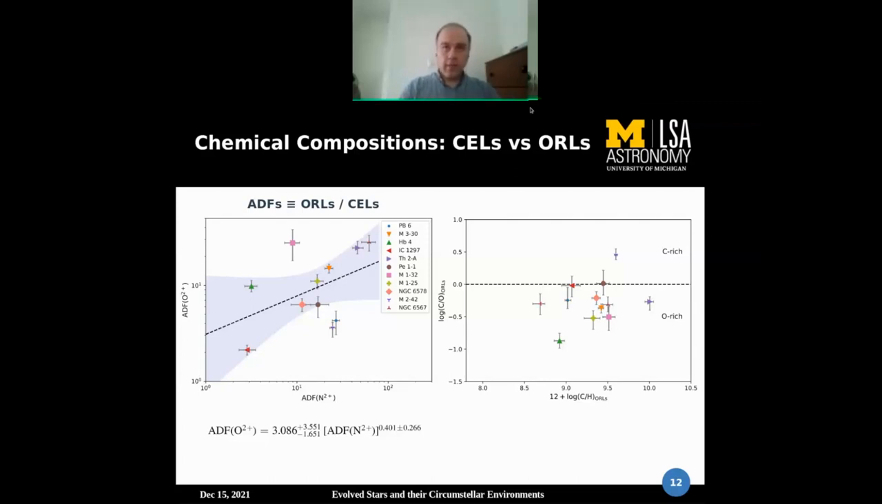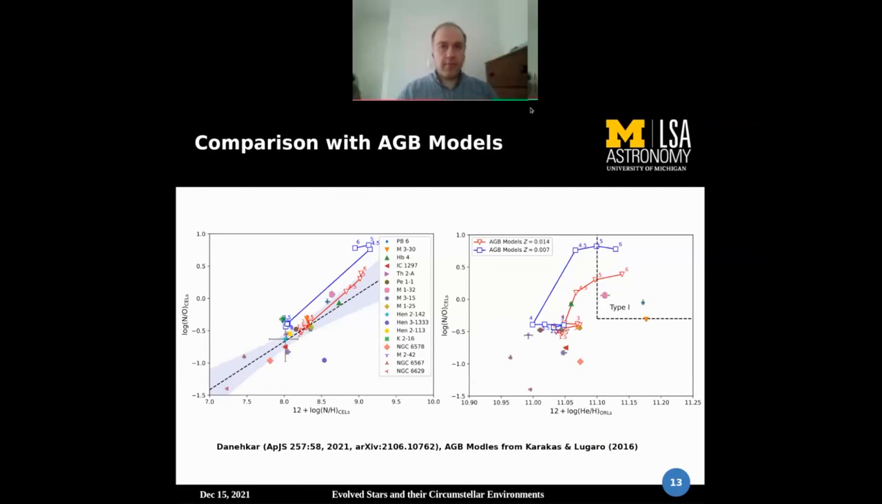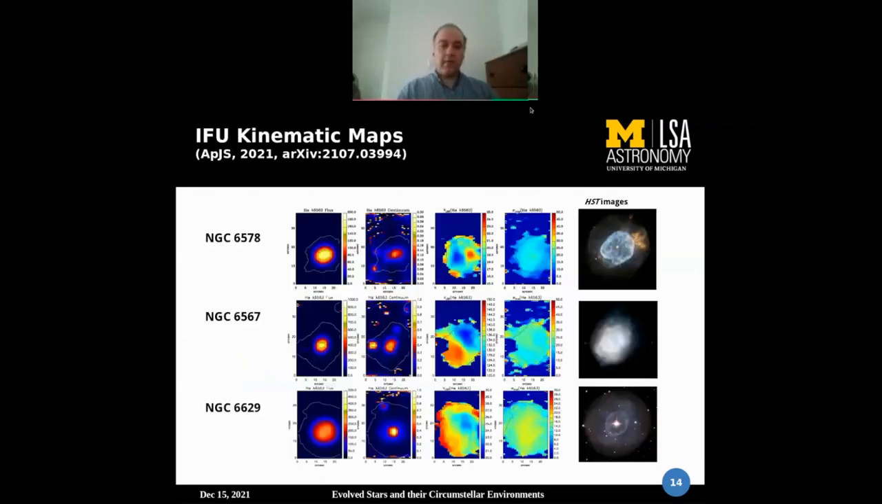And as you see, most results are consistent with oxygen-rich material. And also I compared the results to AGB models, and here you see this is consistent with AGB models of between 1.5 to 5 solar mass, and some objects are Type I, which have experienced hot bottom burning, which occurs in stars with masses higher than 4 solar mass.